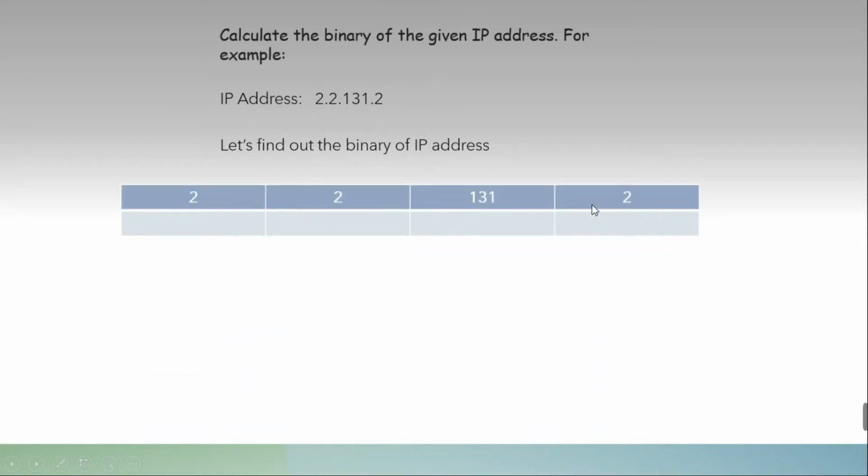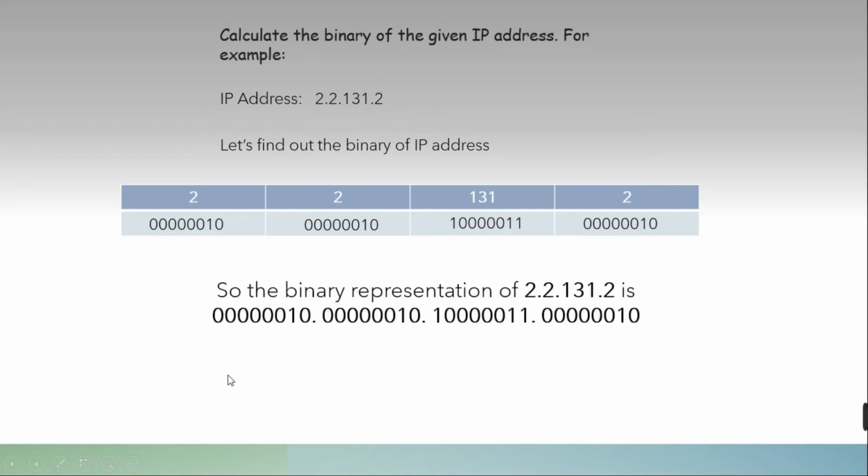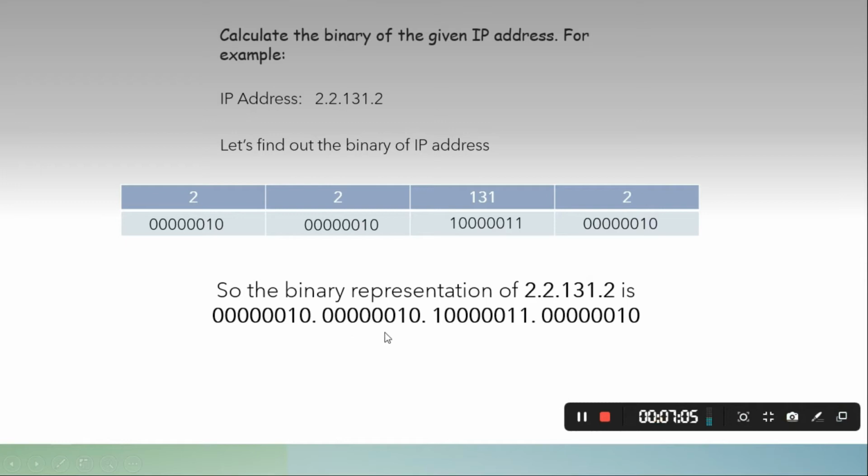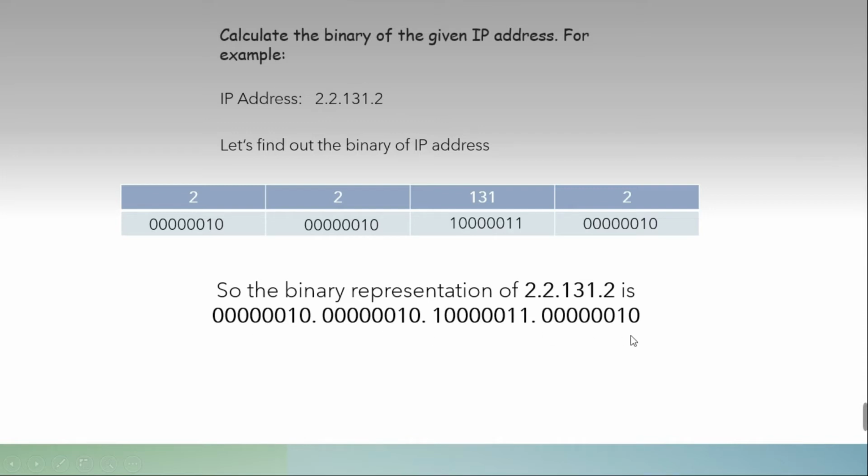So 2.2.131.2. I just wrote them in separate columns so that I can demonstrate it in a better way. I have already calculated the binary for 2 in 8 bits, so that binary is this one, 00000010. There's another 2, so the binary remains the same. Then there's 131, and I have also calculated the binary for 131, so this is the binary, and then there's another 2, so this is the binary. So if the IP address is 2.2.131.2, then the whole binary for this IP address will look something like this. All of the 4 octets are represented in binary in this line over here where my mouse cursor is.